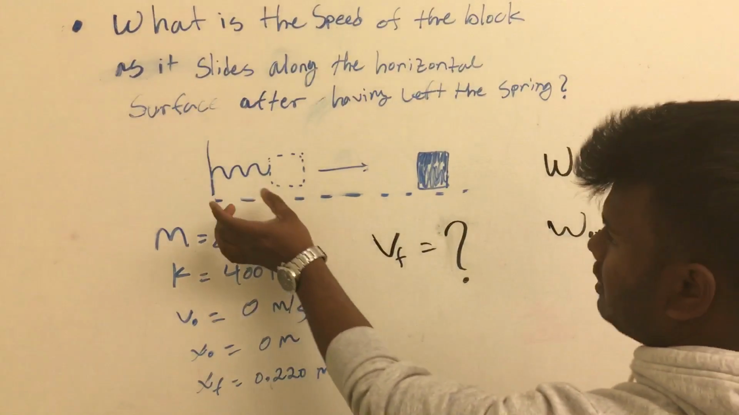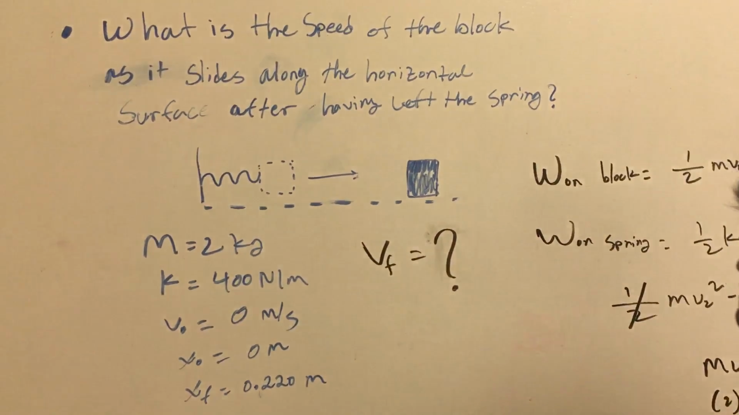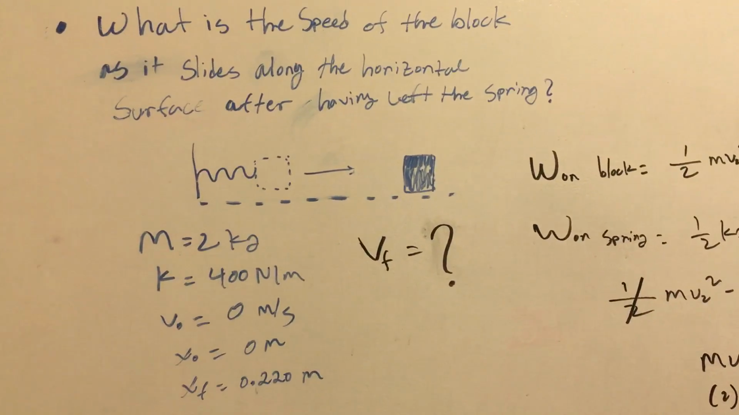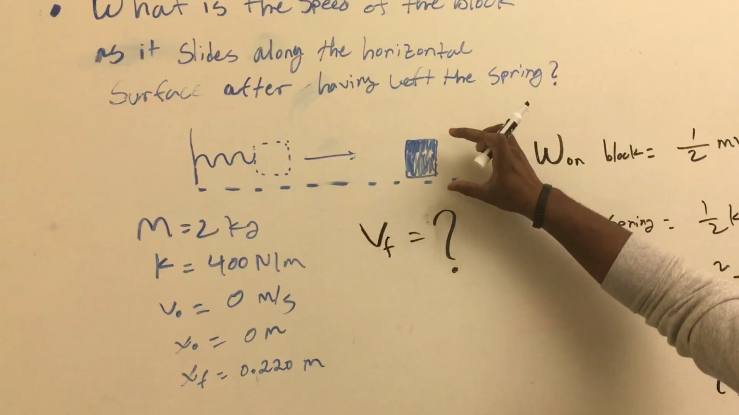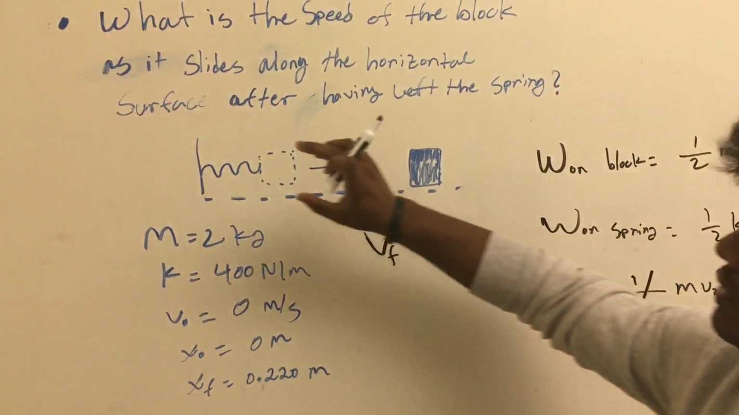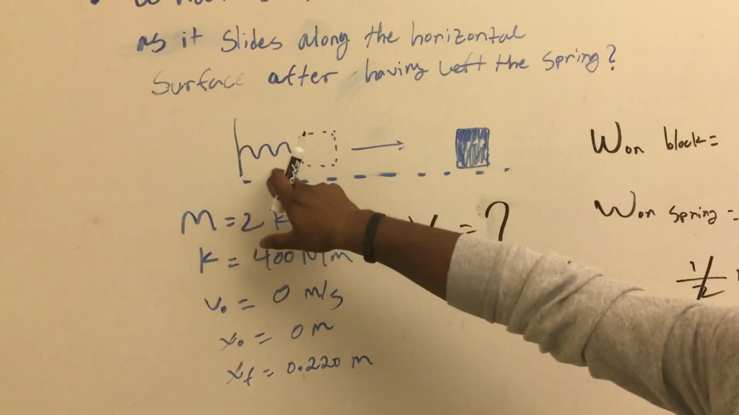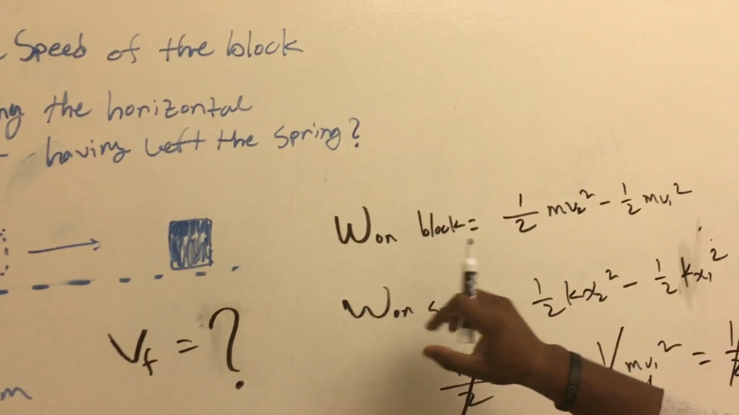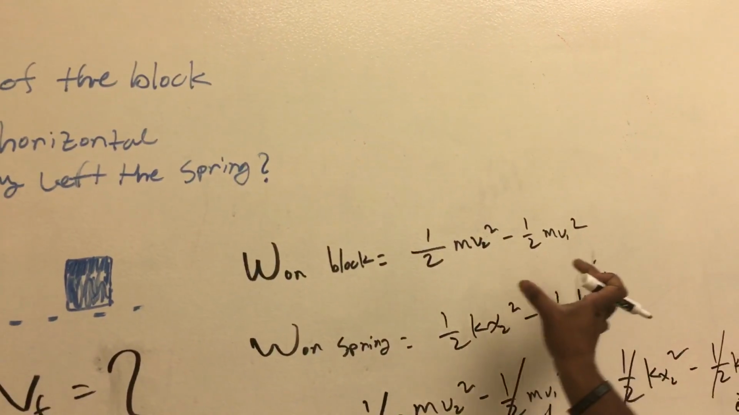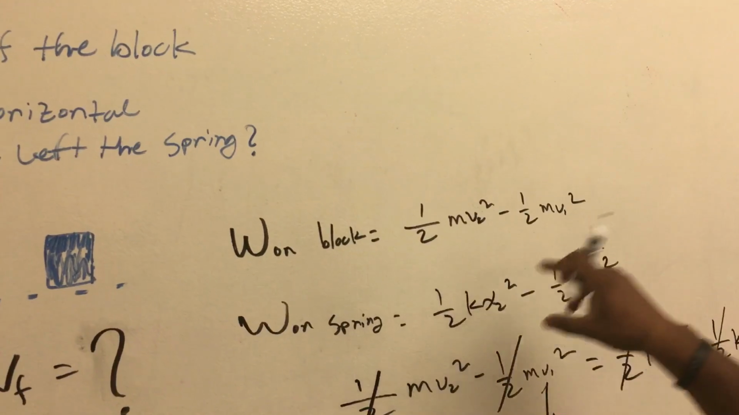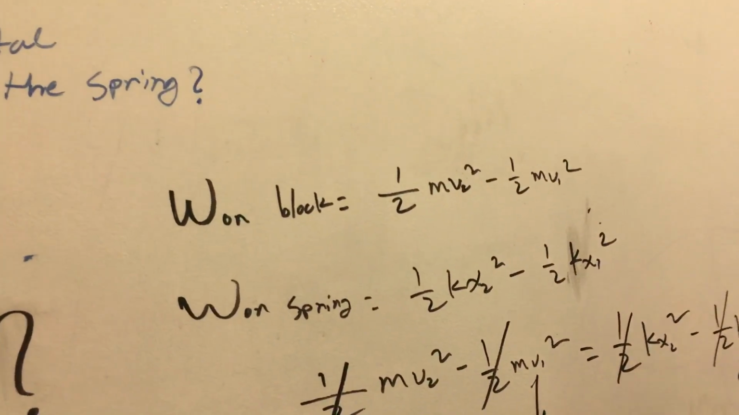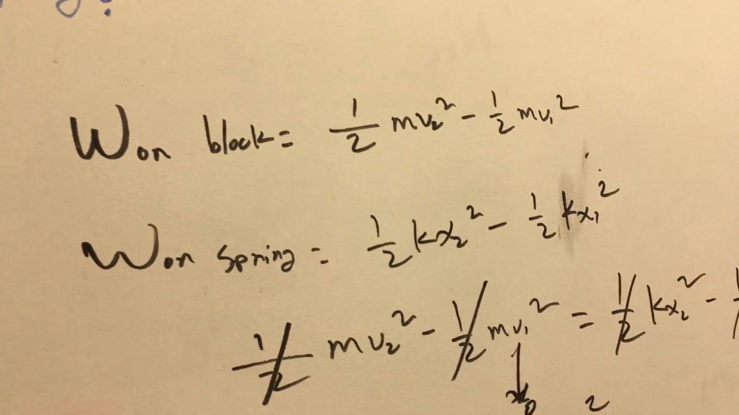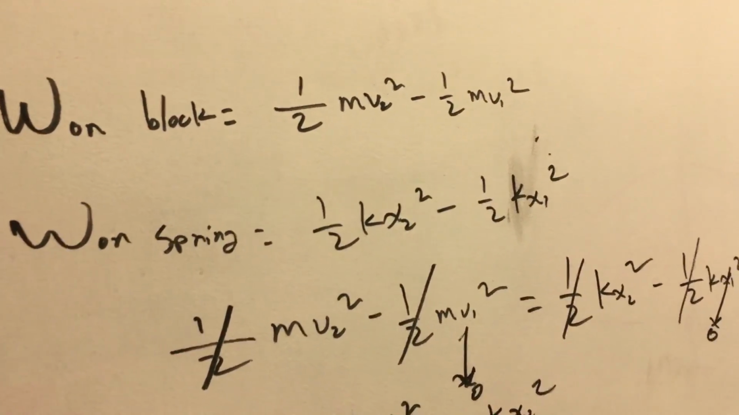So from here, it's going to move some distance with some velocity, and we know our known and unknown values here. And the way we could solve that is, we know there's work done on the spring and also work done on the object, work done on the spring and the object. So if we write the equation separately, we could say that work done on the block is going to be the change of kinetic energy, which is 1/2 m v2 squared minus 1/2 m v1 squared, and work done on the spring also is 1/2 k x2 squared minus 1/2 k x1 squared.